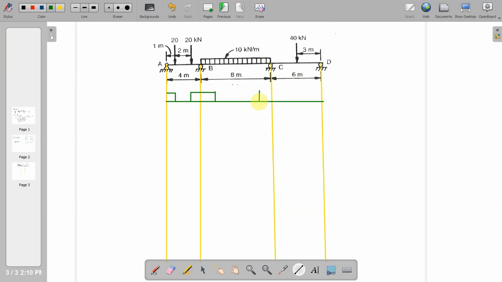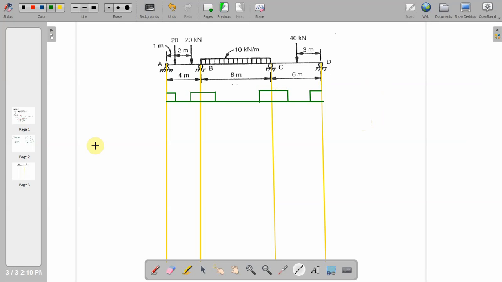Okay, one box for each side of each support. Now, what are we going to give here? In these boxes we are going to write the relative stiffness values. So let's see how to write that.